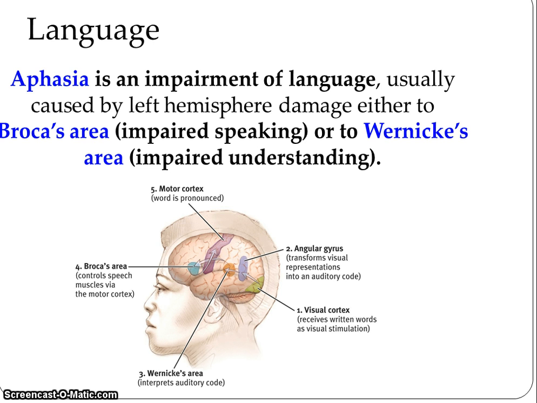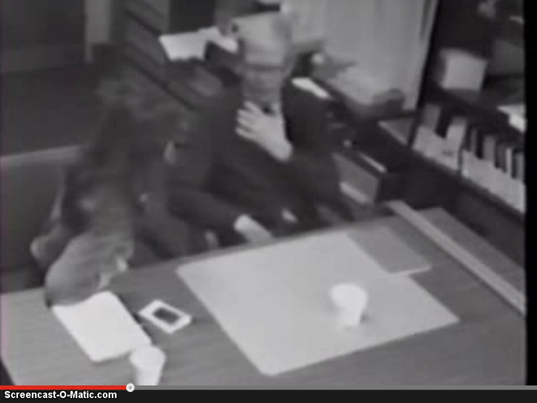Broca's aphasia is when a person has impaired speaking. They cannot literally form the words that they need to in order to speak. Whereas Wernicke's aphasia is when a person has impaired understanding of language. They don't understand what it is you are verbally saying to them. Whereas Broca's aphasia is when someone cannot form the words they need to talk to you. We'll watch two videos on them.